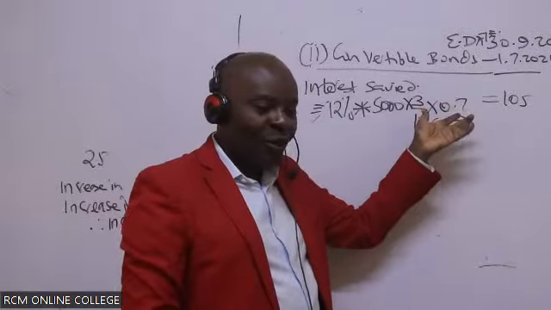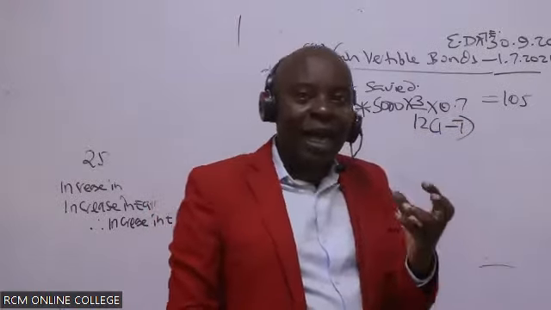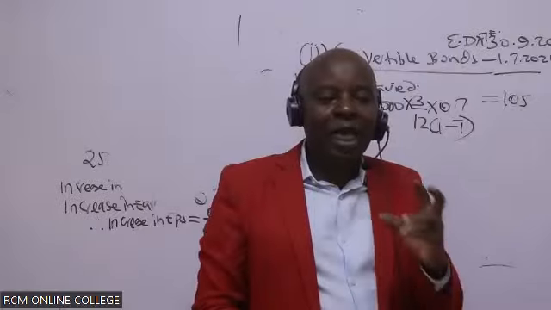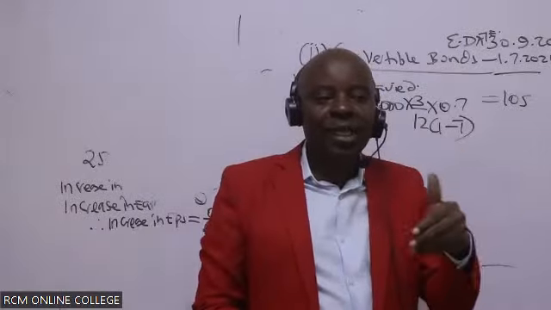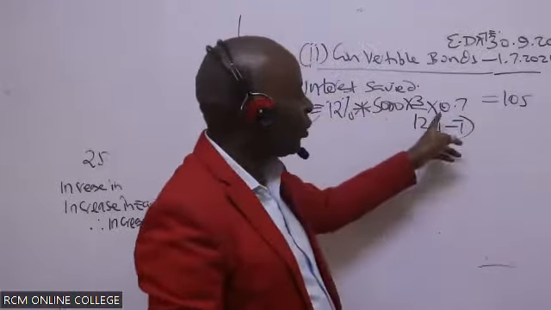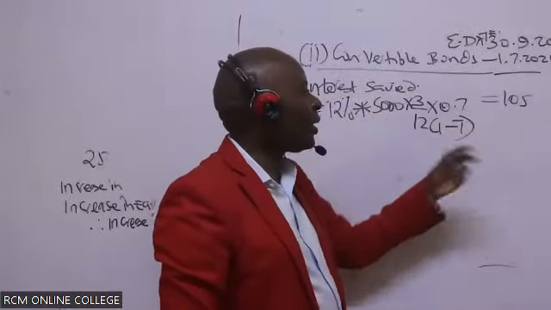No, because preference dividends are never allowed for tax purposes. Interest is tax allowable. Because of that tax allowance, that is why we are multiplying it with after tax. That is 0.7 like that.